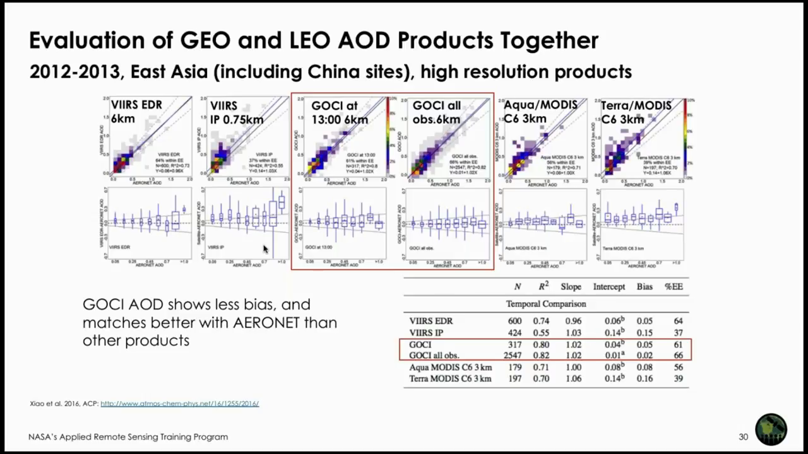During 2012 to 2013 over East Asia, GOCI AOD shows less bias and matched better with AeroNet compared to other products like VIIRS or MODIS. You can see the bias from GOCI is about 0.02 or 0.05 compared to other higher bias here. It also shows a high frequency within the expected error range, like 66% compared to other products. So we can start to use GOCI LD data for air quality studies with the advantage of high temporal resolution and high accuracy also.